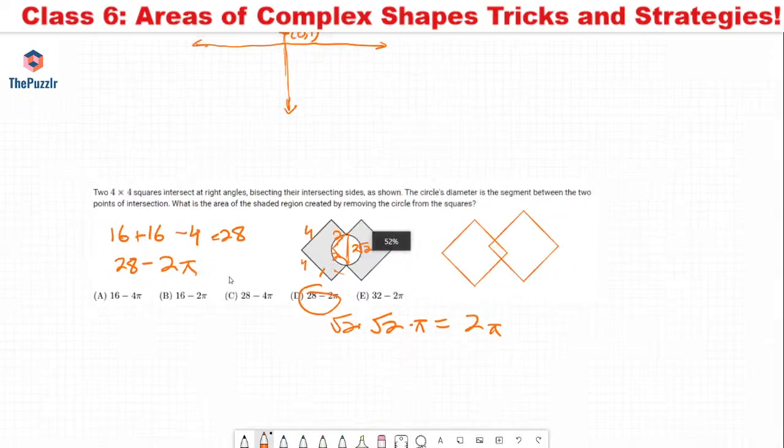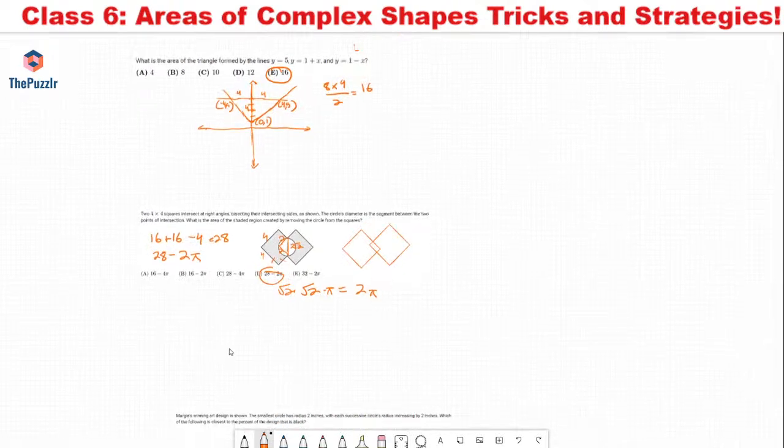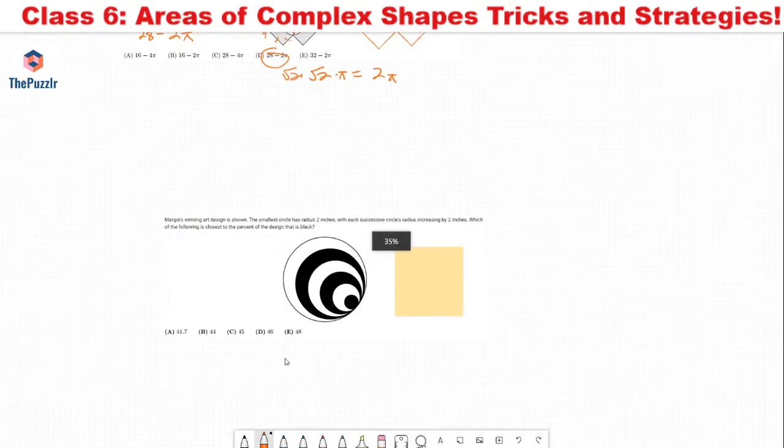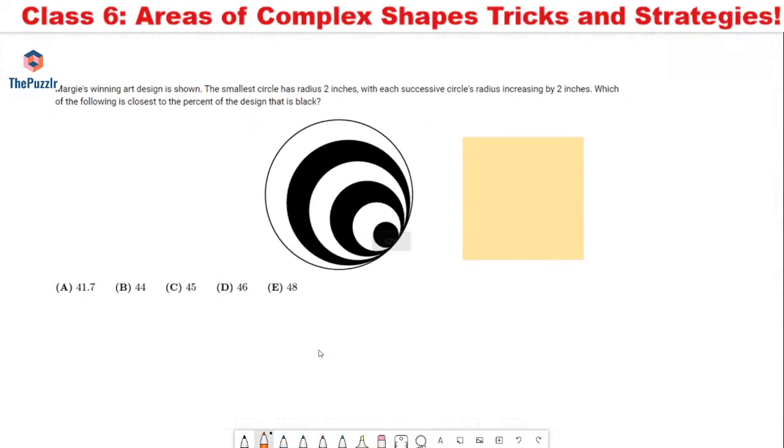I think we're doing the last problem now. So that problem, we made it look easy. Okay, this is the last problem. I think this was also a number 25. Margie's winning art design is shown. The smallest circle has radius 2 inches, with each successive circle's radius increasing by 2 inches. Which of the following is closest to the percentage of the design that is black?